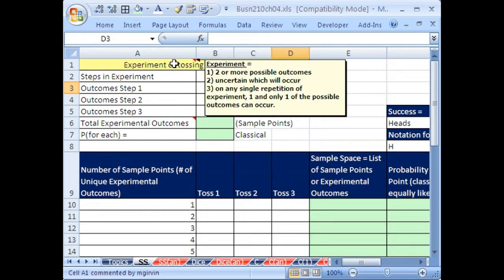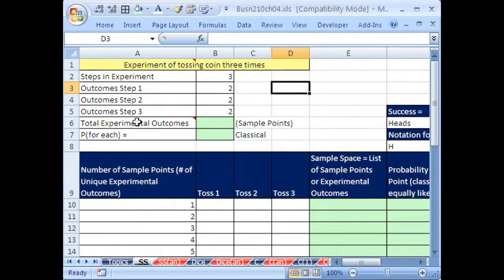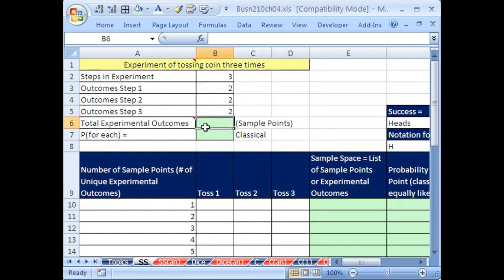Now, let's remind ourselves what in the world an experiment is. It means 2 or more possible outcomes. This one has 3 steps because we're going to flip the coin 3 times. Outcomes on steps 1, 2, and 3 are each 2, 2, 2. So we can get head, tail, head, tail, head, tail. For total experimental outcomes, as we saw in the last video, the formula is to multiply all of the outcomes on each step. So we just need to take the product of 3 number 2s. In this example, the outcomes are the same on each step.